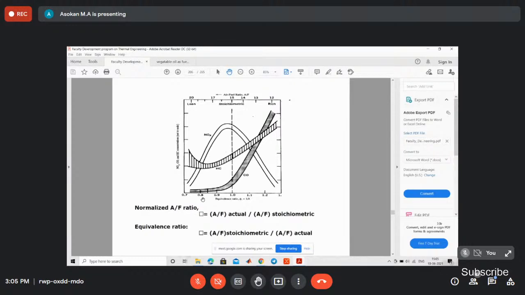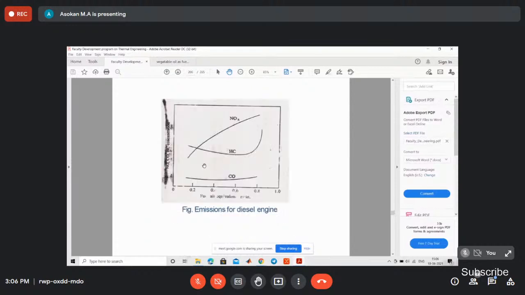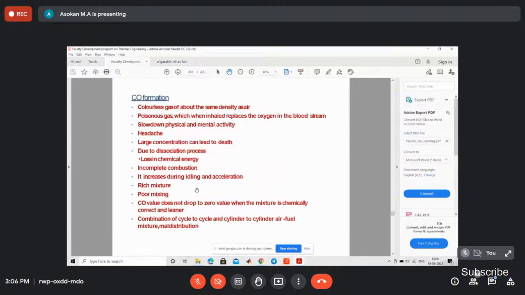NOx mainly depends on temperature. If it is a higher temperature, there is more possibility of NOx. So the NOx value is maximum at the stoichiometric condition. Why? Because there is complete combustion, and because of the complete combustion, the temperature of the system increases. That is why the NOx value also increases. Then the CO formation is also due to incomplete combustion, because of rich mixture and poor mixing.